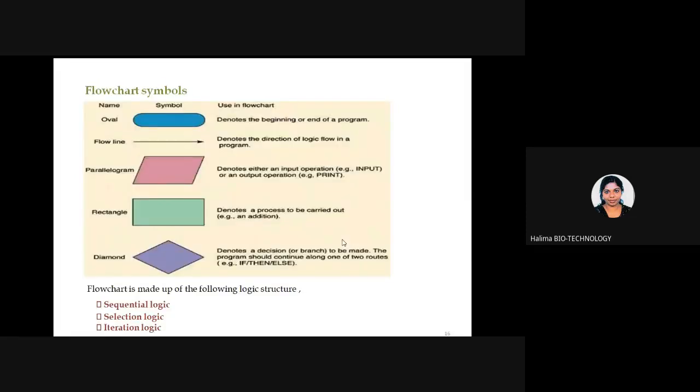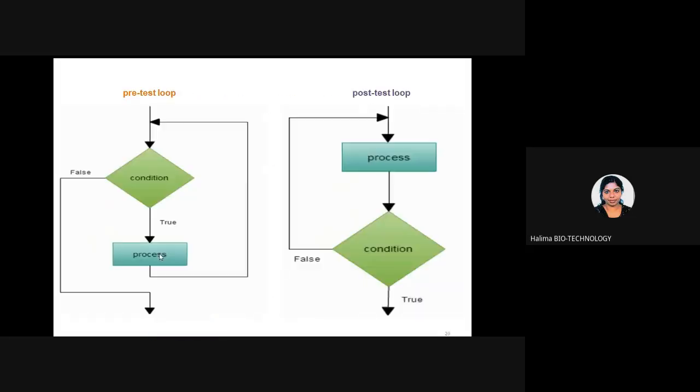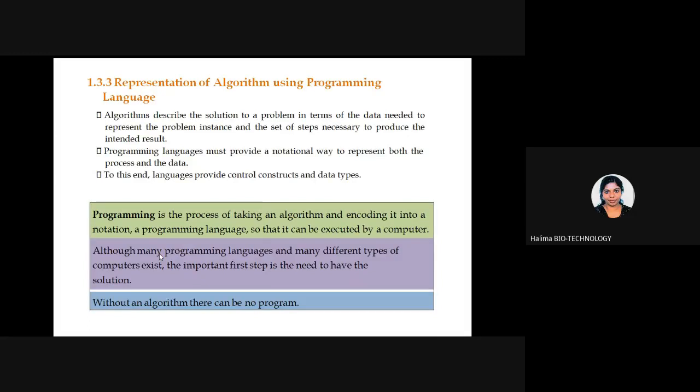Whereas in a flowchart, you use symbols, right? And there are three types again: sequential, selection, and repetition. And next we'll go to representing the algorithm using a programming language. So how do you represent an algorithm using a programming language?